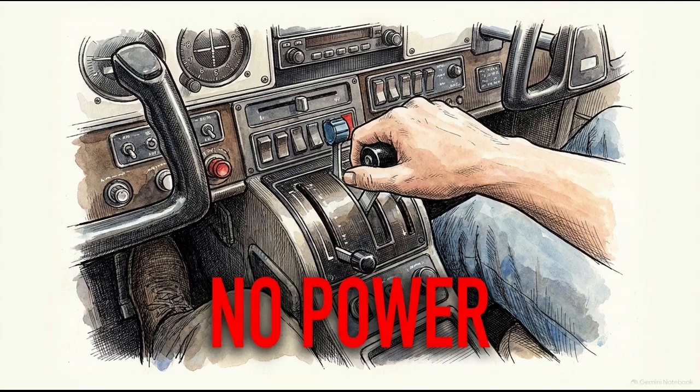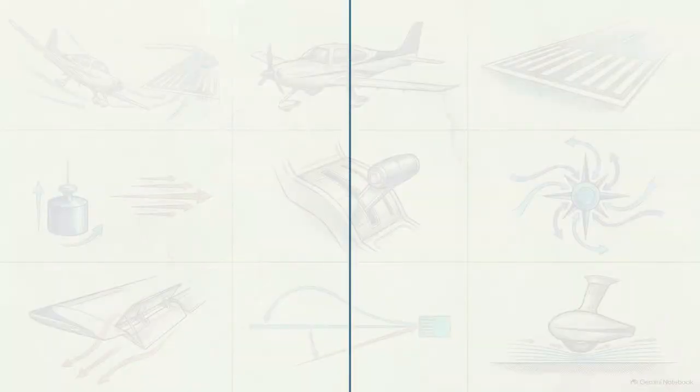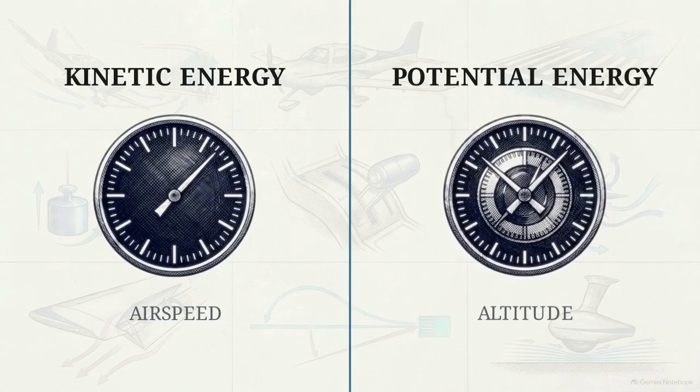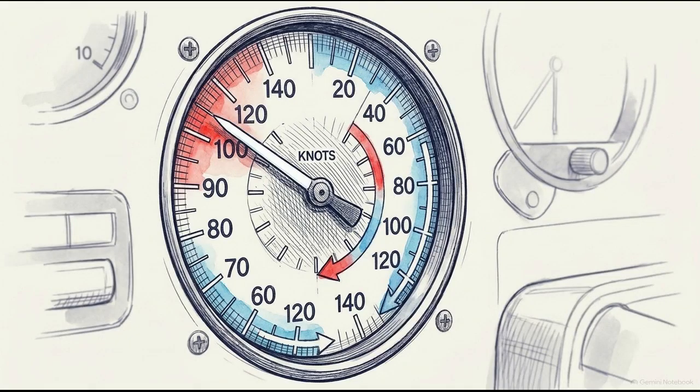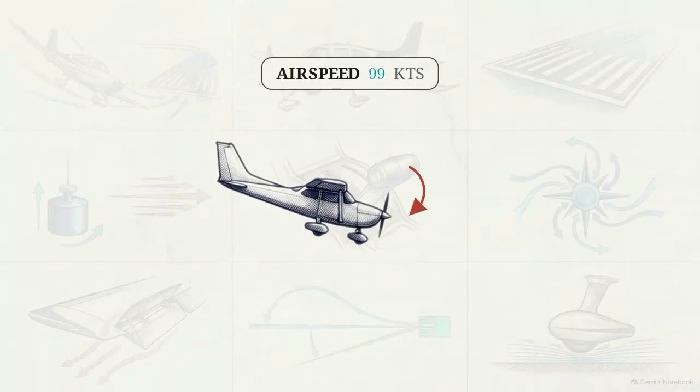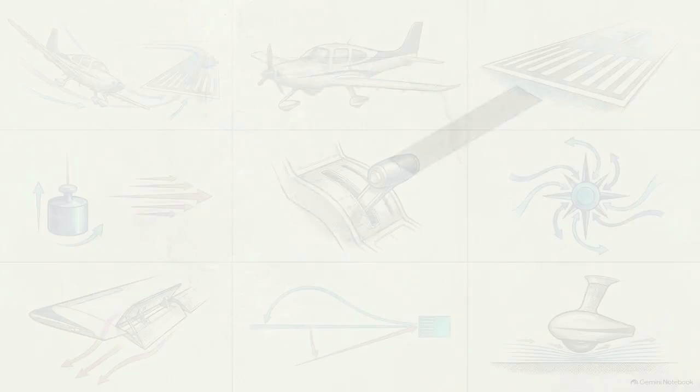Without an engine, you are stripped of your standard power controls. You can't just throttle up if you get low. Instead, you only have two physical tools left to manipulate: kinetic energy and potential energy. In the context of flight, your kinetic energy is your airspeed. In this engine-out scenario, you manage your airspeed exclusively by adjusting the pitch of the aircraft's nose.